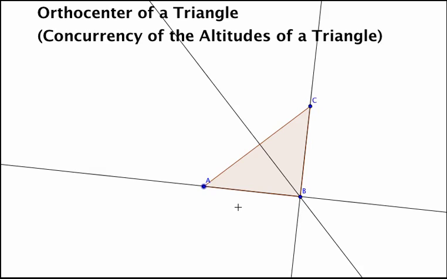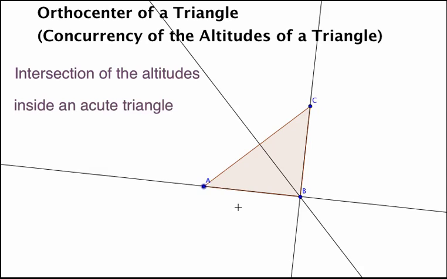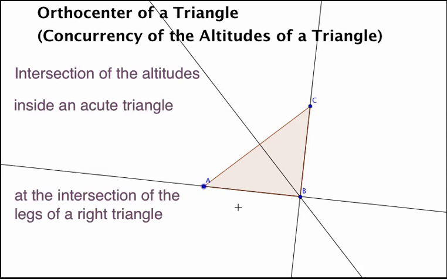However, the ones that are important here is that the orthocenter is the intersection of the altitudes of a triangle, and that if you're talking about an acute triangle, the orthocenter lies within the triangle. For a right triangle, it lies at the vertex where the two legs intersect. And for an obtuse triangle, the orthocenter actually lies outside of the triangle.